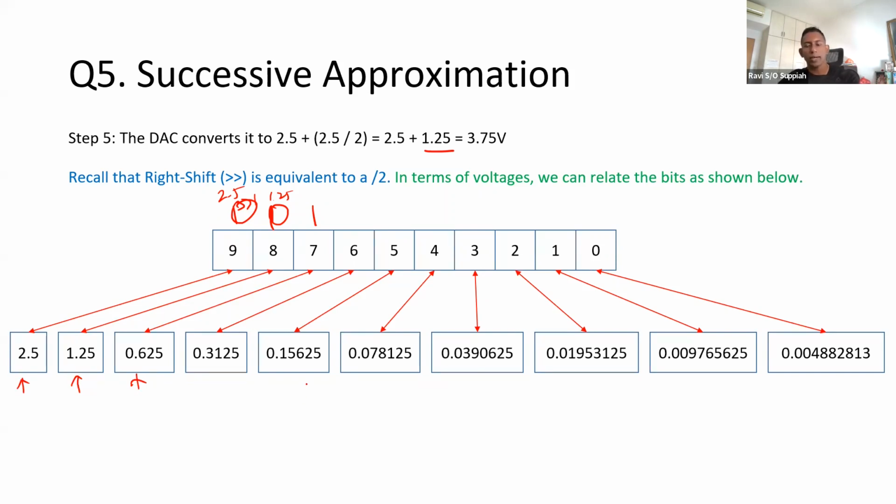With that, we can say that when the second bit is 1, so this is the first bit, and this is the second bit. When I say first and second, I'm coming from the most significant bit. The most significant bit being 1 is 2.5 volts. When the second bit is 1, it is half of 2.5, so it's 1.25. So the total voltage that I will generate from the conversion logic, the digital to analog converter, will be 3.75 volts.